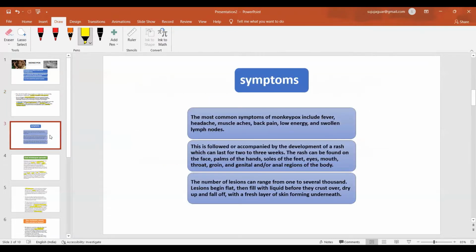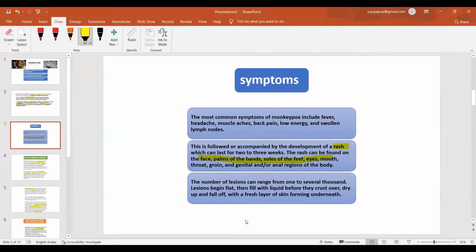So let us see some of its symptoms. The most common symptoms of monkeypox include fever, headache, muscle aches, back pain, low energy, and swollen lymph nodes. And this is followed by, the important thing, the rash, which can last for 2 to 3 weeks. It can also be found on the face, palms of the hands, soles of the feet, eyes, mouth, throat, genital or anal regions of the body.